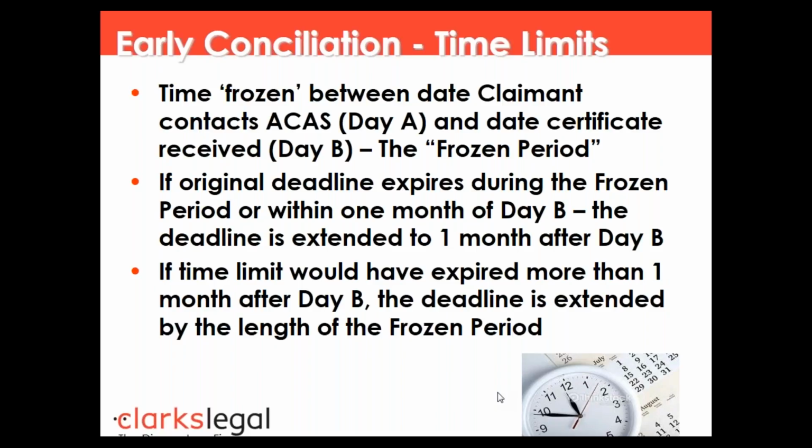Now, if the time limit would ordinarily have expired either between these dates or within 1 month after the certificate is received, the new deadline will be 1 month after the claimant receives the certificate. On the other hand, if the time limit would ordinarily have expired more than 1 month after the certificate is received, the deadline will be extended by the number of days between the conciliation form being submitted and the certificate being received by the claimant, i.e. the period during which time was frozen.